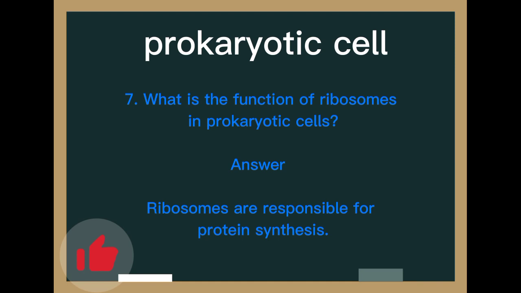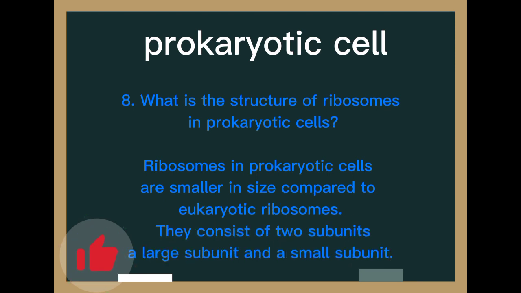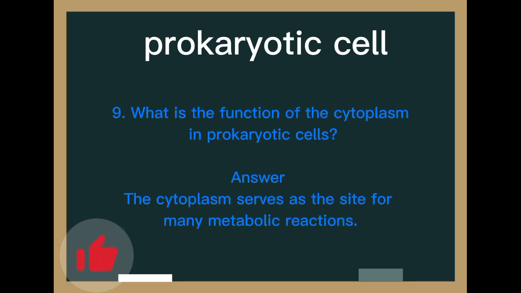7. What is the function of ribosomes in prokaryotic cells? Answer: ribosomes are responsible for protein synthesis. 8. What is the structure of ribosomes in prokaryotic cells? Ribosomes in prokaryotic cells are smaller in size compared to eukaryotic ribosomes. They consist of two subunits, a large subunit and a small subunit. 9. What is the function of the cytoplasm in prokaryotic cells? Answer: the cytoplasm serves as the site for many metabolic reactions.